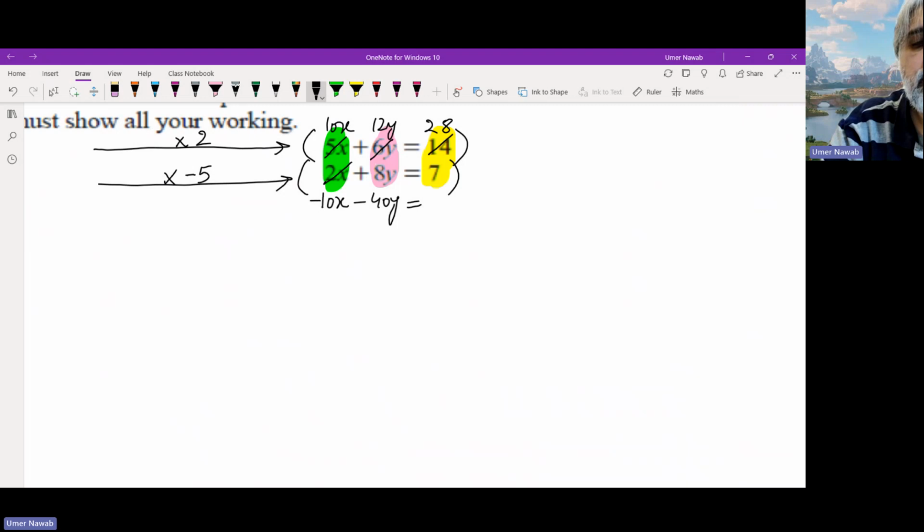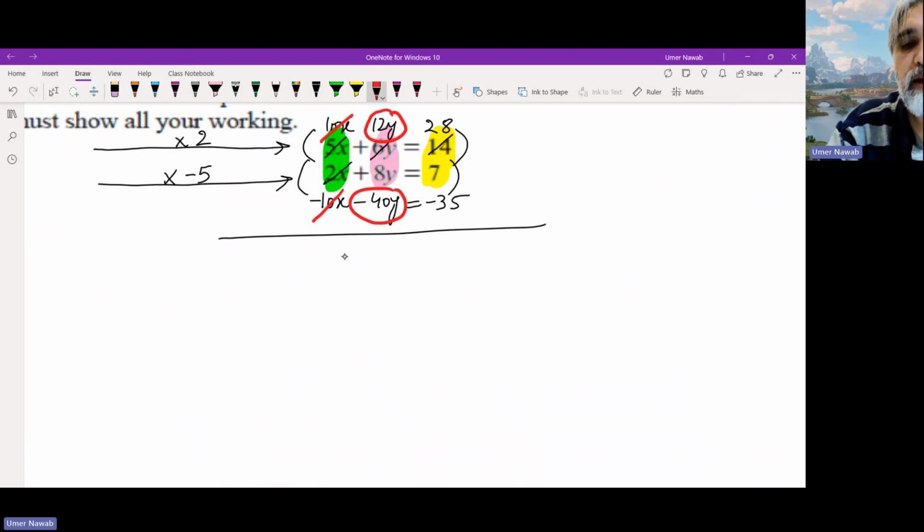And when the negative 5 is multiplied with 7, it gives you negative 35. Now I'm ready to add. So when I do the addition, guys, 10x minus 10x will be cancelled. So 12y minus 40y will give me minus 28y.